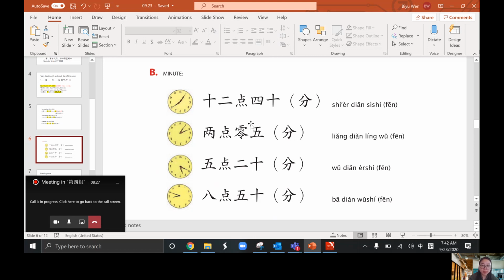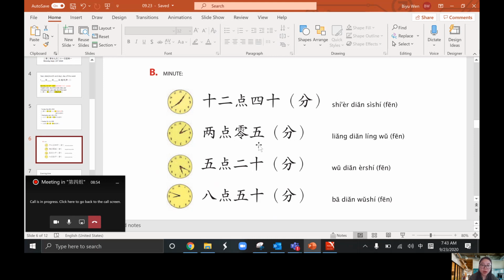Time, you simply put 点 and 分 before you say o'clock and minute, right? 12 o'clock, 12点, 40 minutes, 40分. And 2:05 is a tricky one because you have a 0 in between, okay?